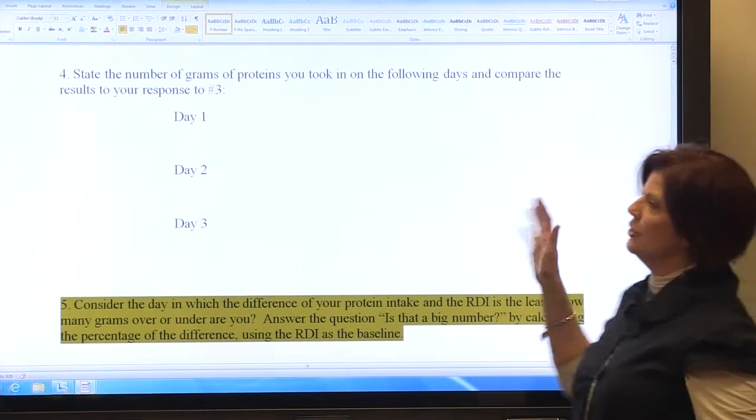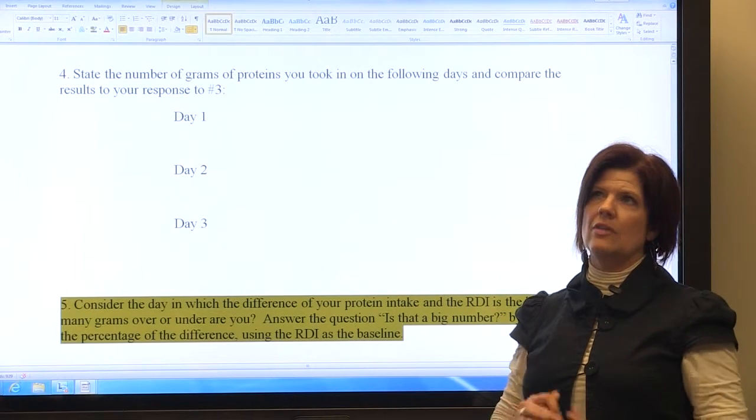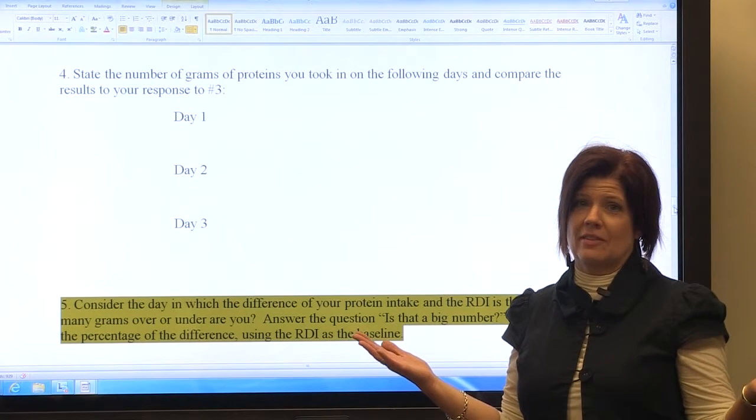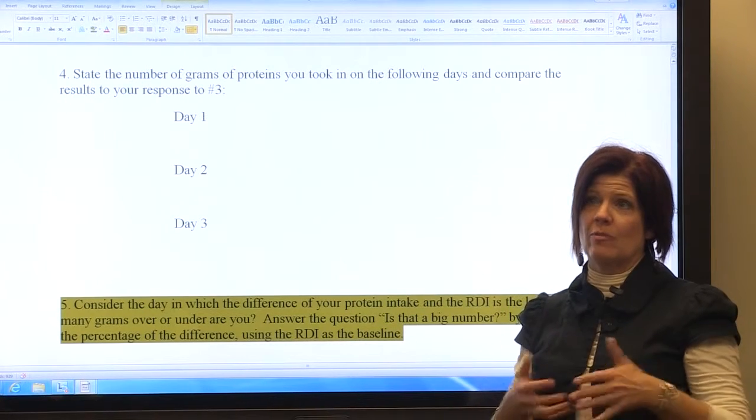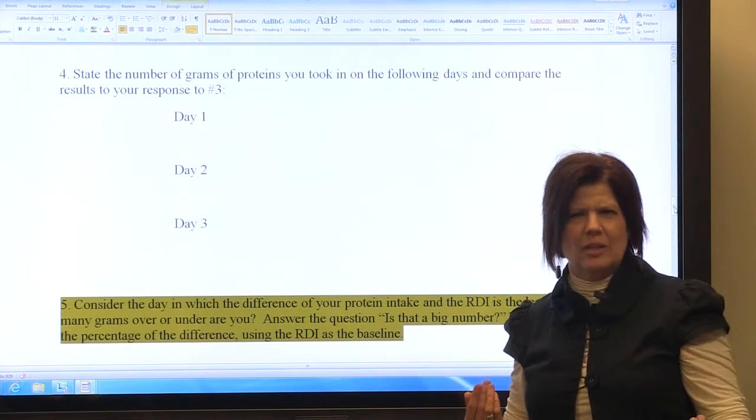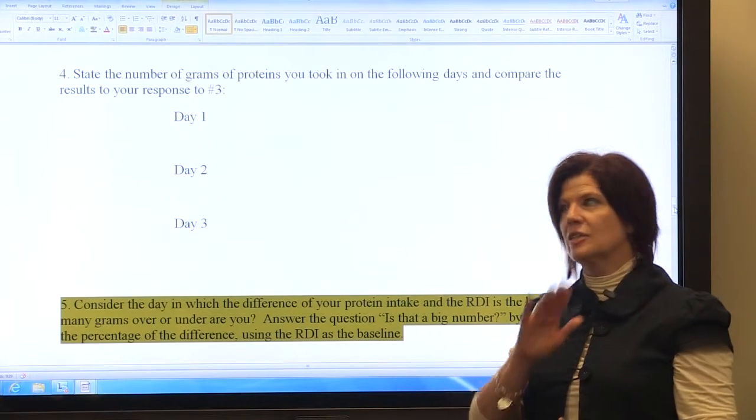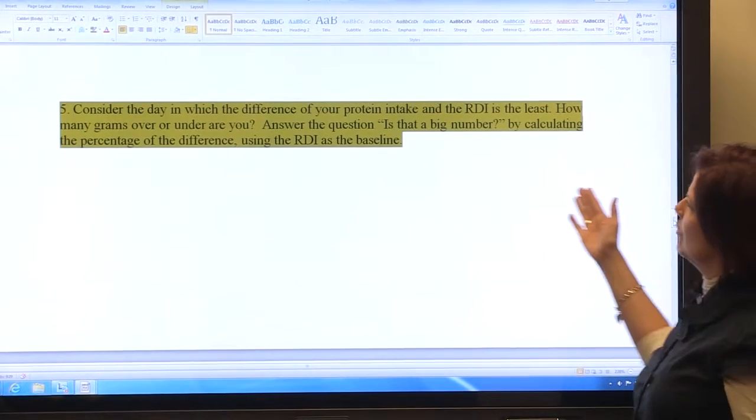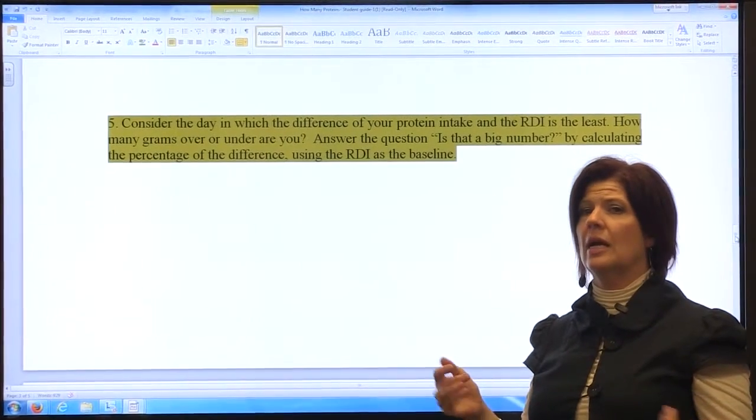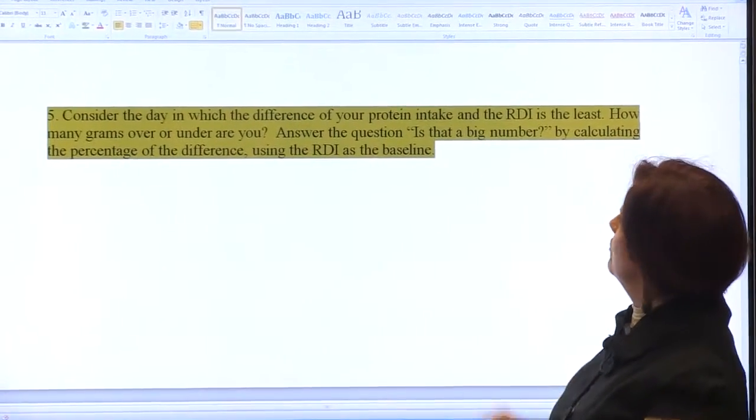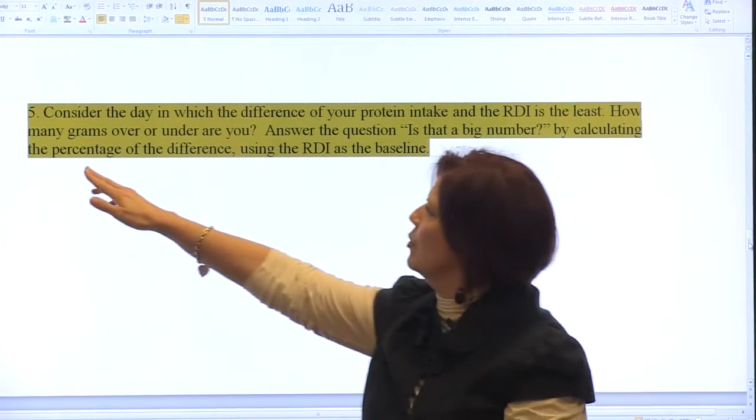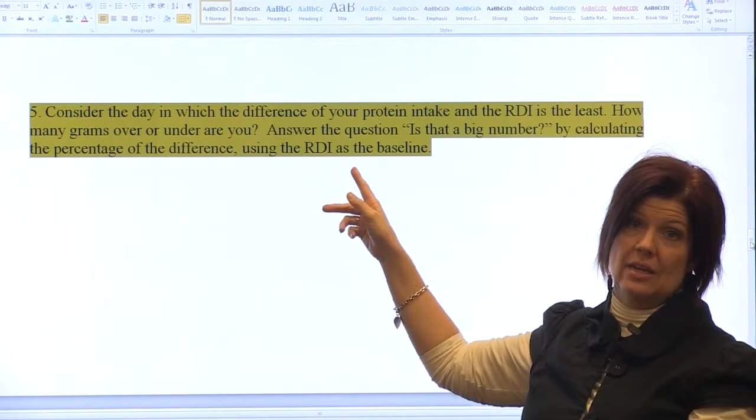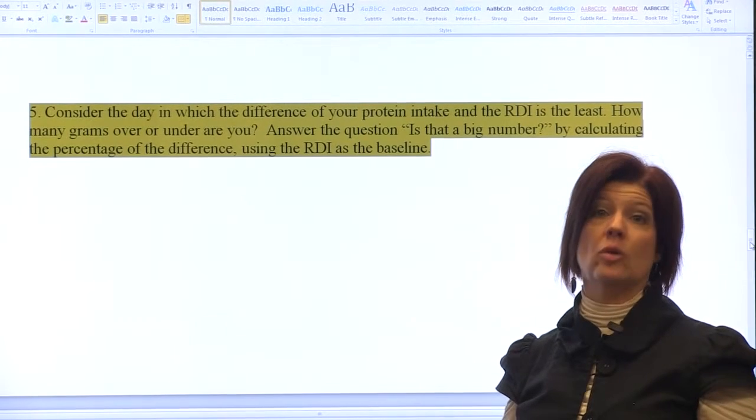Another question is to find out, even if I knew how many grams of protein I take in, what's the context of that? Is that too many? Is it not enough? What if I'm 5 grams over? Well, is 5 grams a lot? I don't know, because I don't know the context of it. So when we get to question number 5, is that a big number, it is a question about percent. Be sure that when you find the percent difference, you are using the recommended daily intake for your body as the base or the denominator.